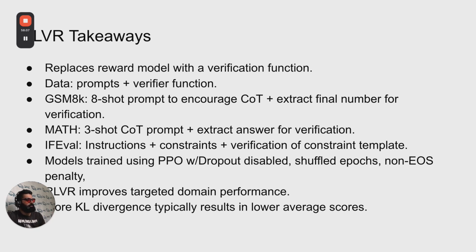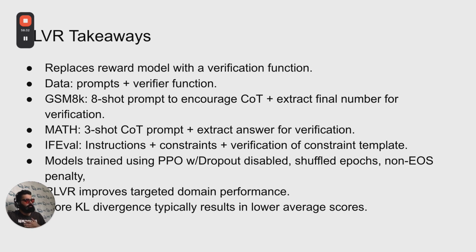Models are trained using PPO with dropout disabled. They shuffle their epochs, and they have an EOS penalty, non-EOS penalty. So if the model does not generate an EOS token at the end, it gets a penalty for that response. They find that RLVR improves targeted domain performance, and they find that more KL divergence typically results in lower average scores.